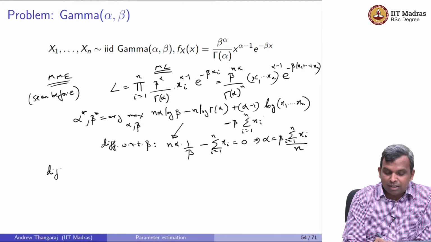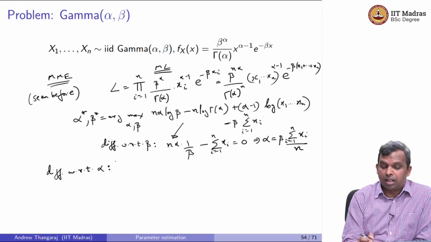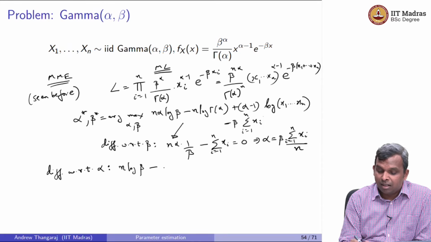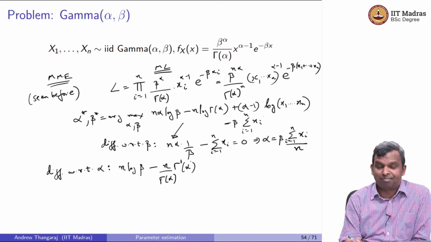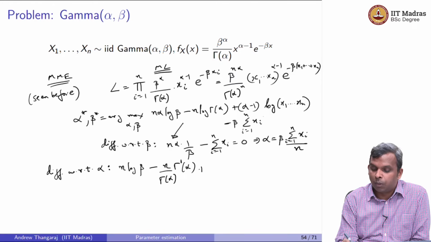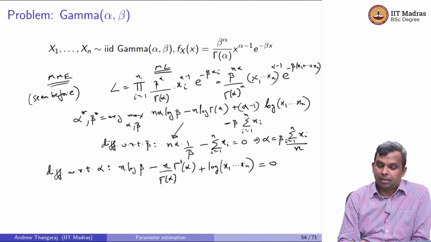Okay. So the other one, it turns out you won't get anything so nice. It will be one very nasty looking relationship. You will get n log beta minus n Gamma prime of alpha over Gamma of alpha. I don't know how many of you know this function, the gamma function. It's a bit of a nasty function. It's maybe not that nasty, but it's a complicated function, not very easy to write down. Plus log of the product, minus 0 equals 0. So here you get this more complicated sort of equation.